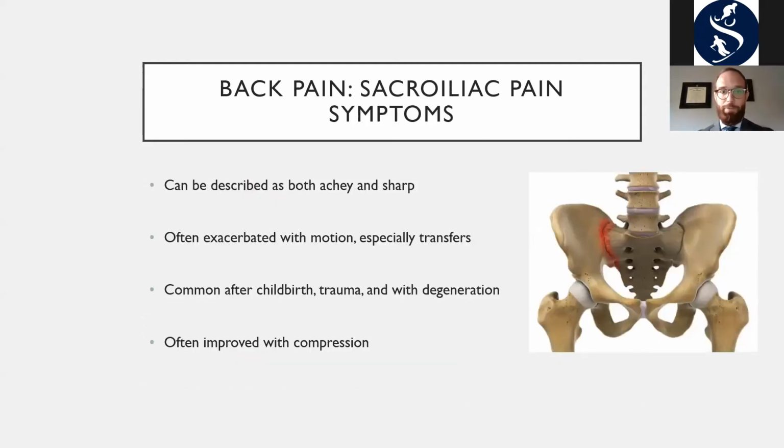So when we look at symptoms of SI joint pain, highly variable overall, can be described as an aching pain in our buttock, can be sharp and shooting pain down the leg as well. This type of pain is often exacerbated by motion in our lumbar spine and legs, particularly transfers. So one of the more common scenarios that we see pain stemming from the SI joint is with a sit to stand transfer.